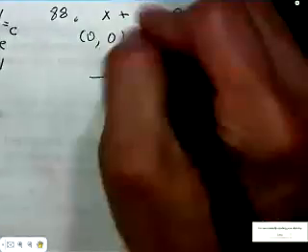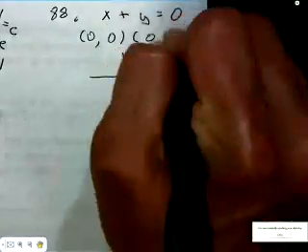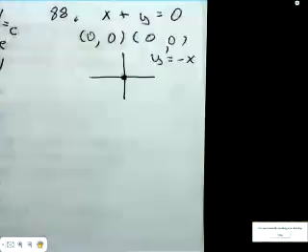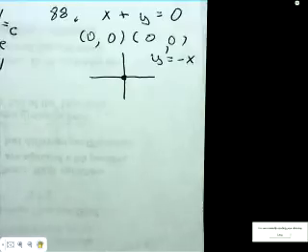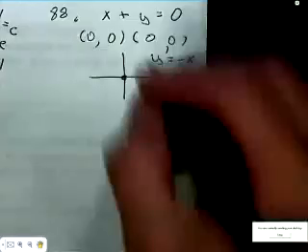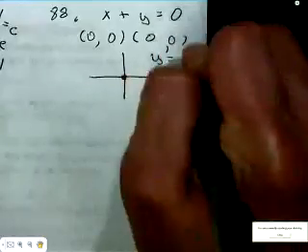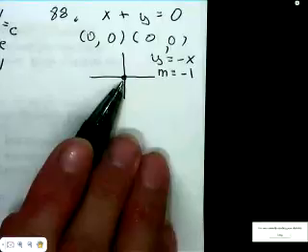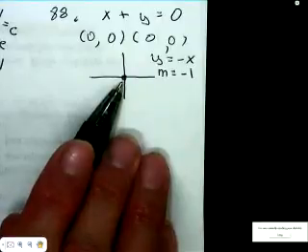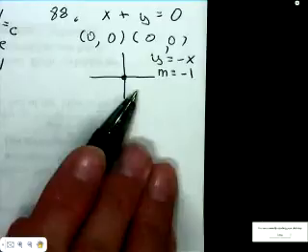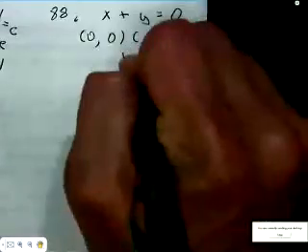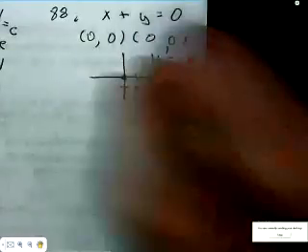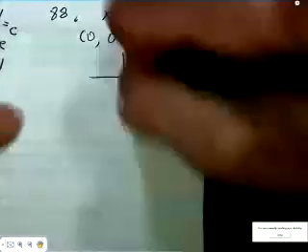If I solve that for y, just subtract x from both sides. And what's the slope of that line? -1, which means start at my y-intercept and do what? Down 1, to the right 1, so that my line is going downhill from left to right.